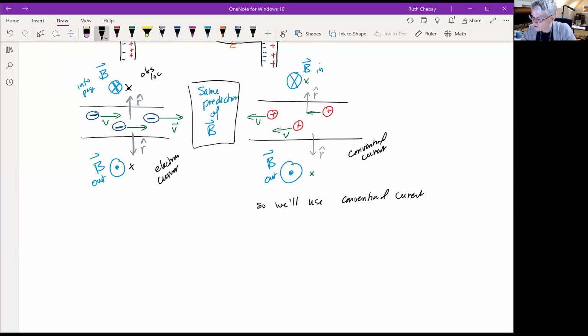The units of conventional current, remember that conventional current is the absolute value of the charge, n, A, v. It has units of coulombs per second, and that's called an ampere, abbreviated with a capital A, or sometimes just an amp for short. And that's what you'll read on meters when you use meters to measure how much current there is.